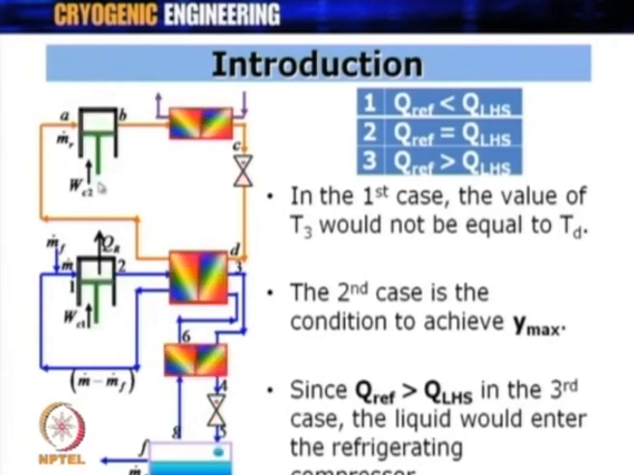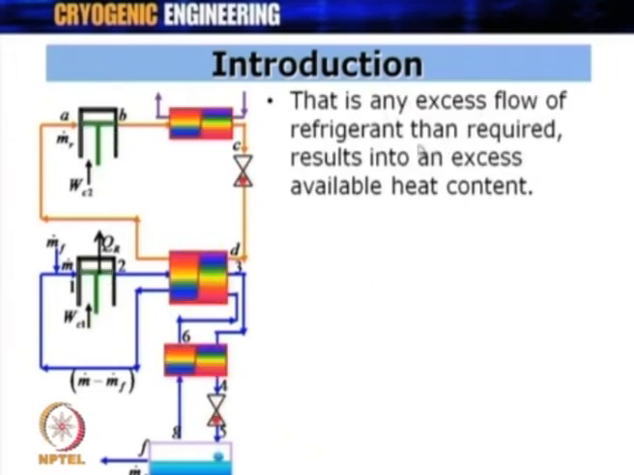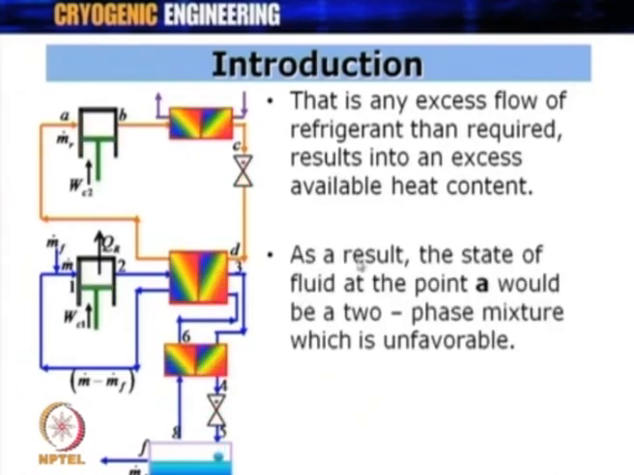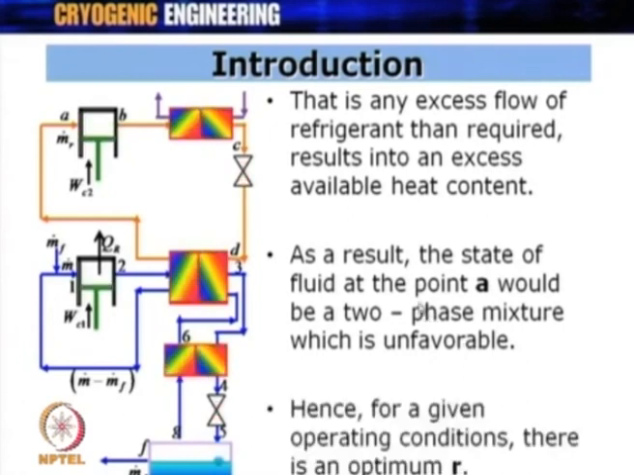And this is a very important thing to understand: if QREF is more than QLHS, then the state of the refrigerant when it enters the refrigeration compressor could be liquid or liquid plus gas, and therefore this is not a desired condition. That is, any excess flow of refrigerant than required results in an excess available heat content. As a result, the state of the fluid at point A would be a two-phase mixture, which is unfavorable and not desired in this case. And hence, for a given operating condition, there is an optimum value of R. We want to avoid such a situation.